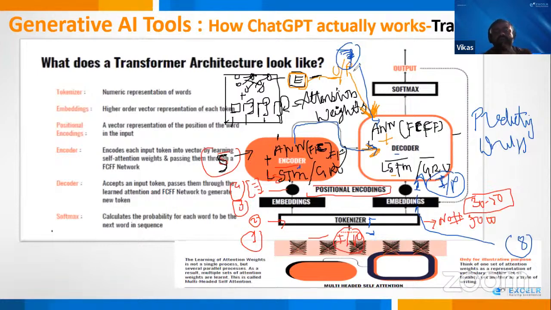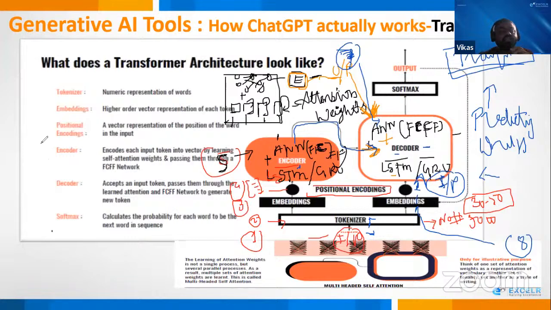Now, whatever the output here, it will be in the form of numbers. Those numbers are taken here along with the original encoding, because the real root of those numbers has to be understood by the decoder. Only then can it create an association, and on that basis, it will start predicting the words. That prediction will be done, and in the end, you will get your translation. So this is what the entire architecture of the transformer looks like.